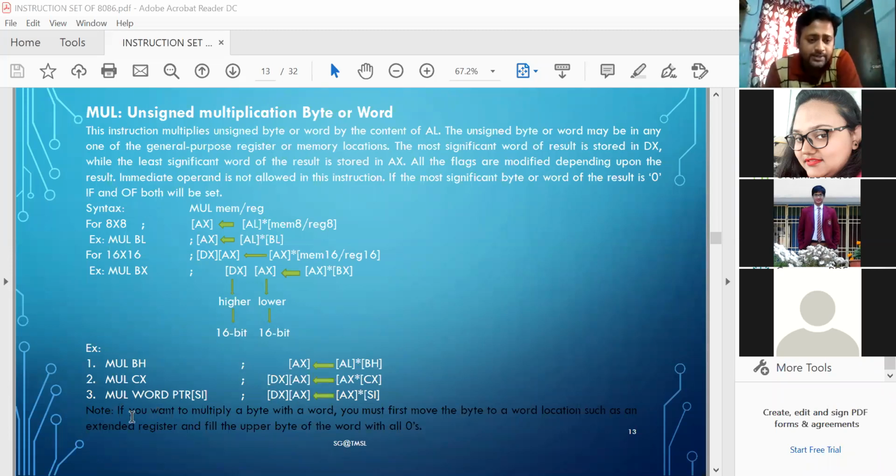So note this: if you want to multiply a byte and a word, you must first move the byte to a word location. Suppose one number is your 8-bit number, another is your 16-bit number. How can you perform this 8-bit into 16-bit number multiplication? Move the byte, which is your 8-bit number, to a word location, such as any extended register. Not every time a memory location; you can use any 16-bit register.